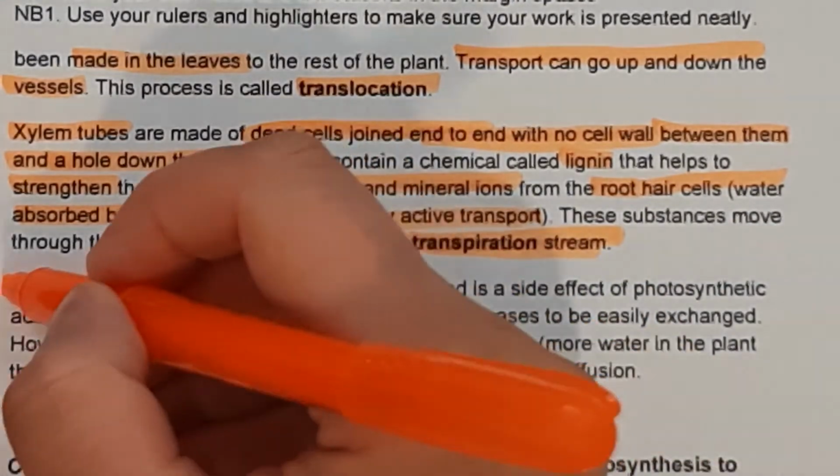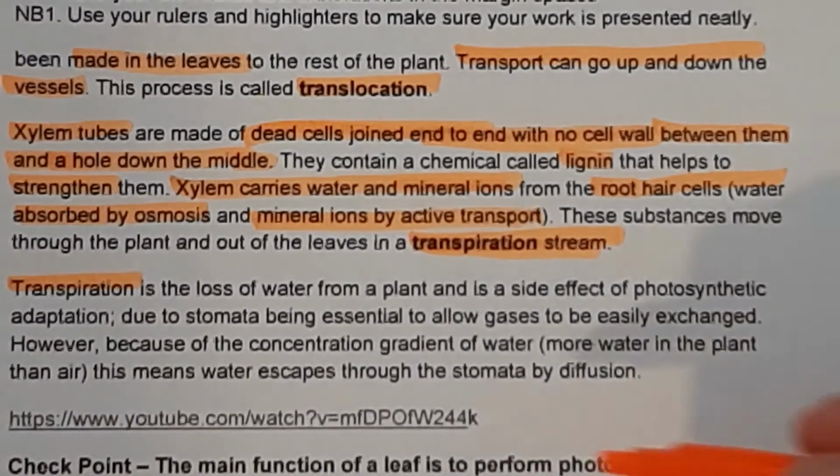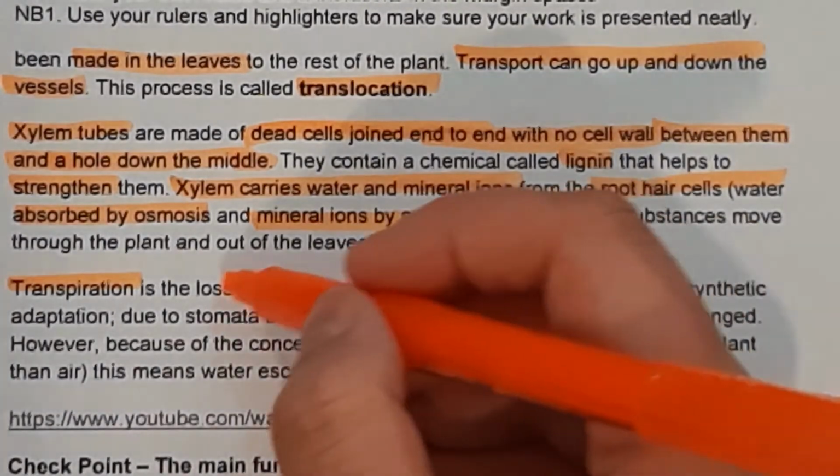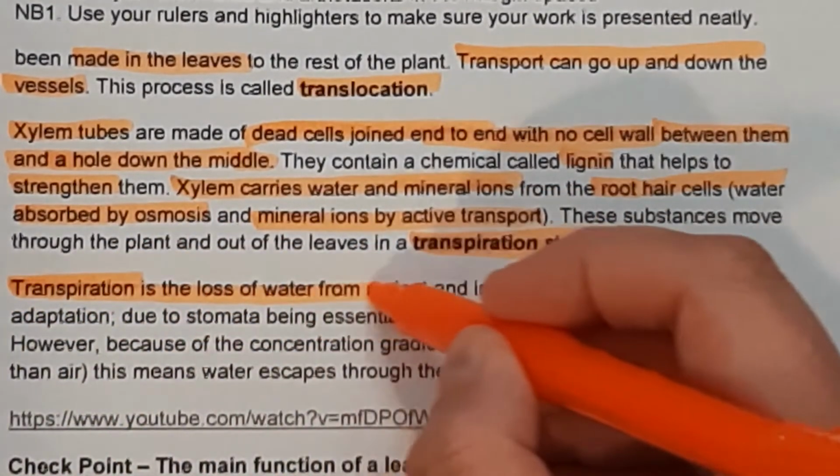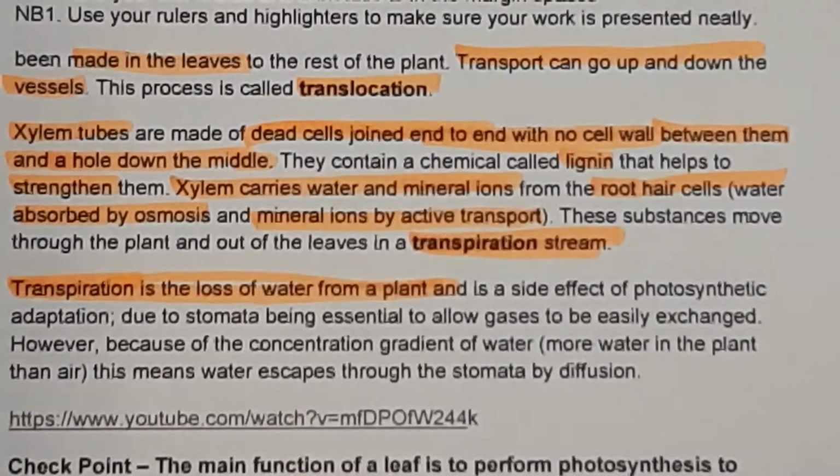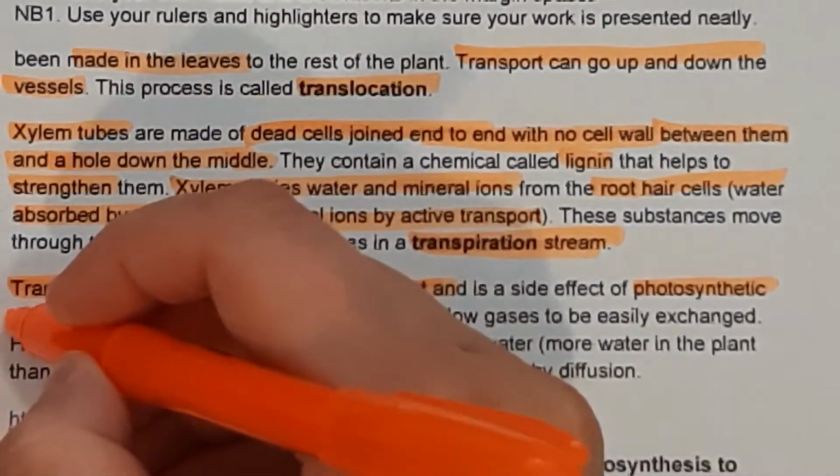So transpiration, what is it? Well, transpiration is the loss of water from a plant. It's water coming out of the plant, and it's a side effect of photosynthetic adaptation.